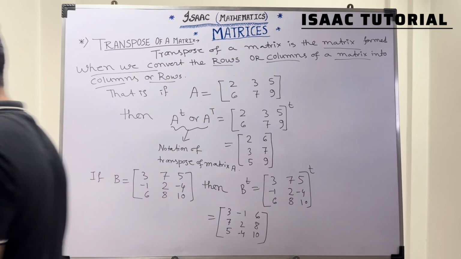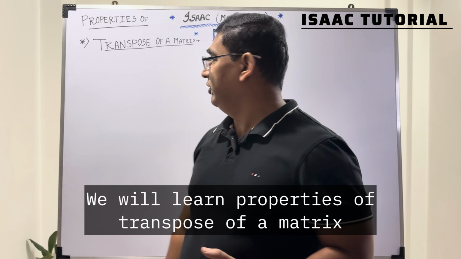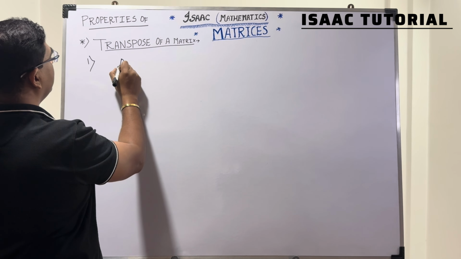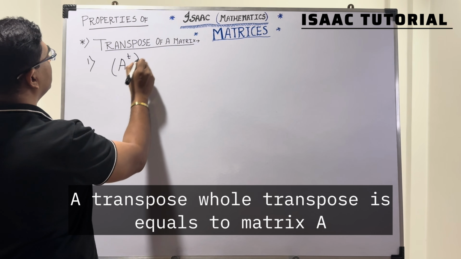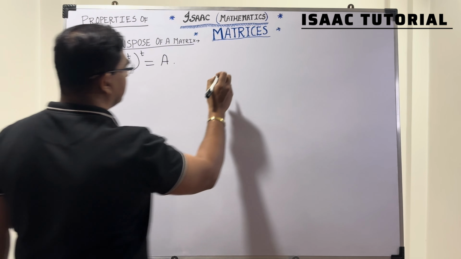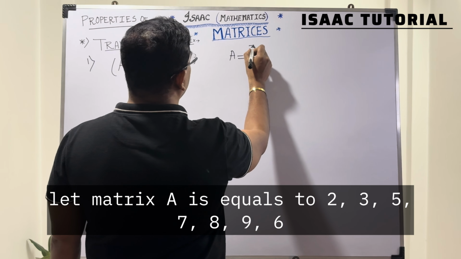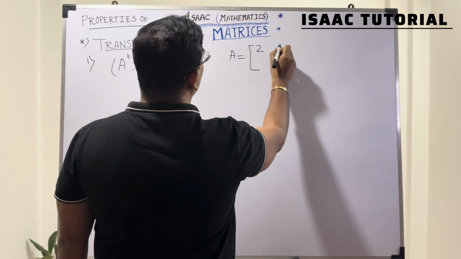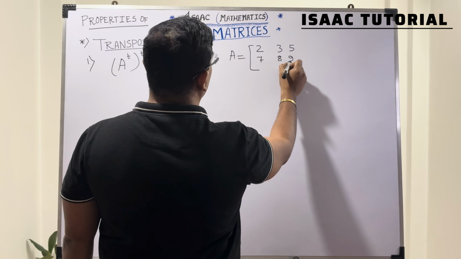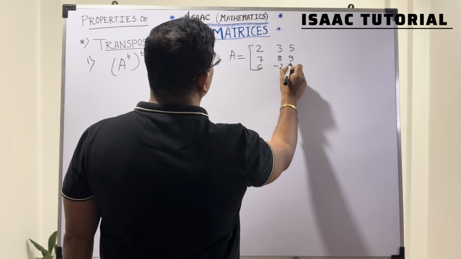We will learn properties of transpose of a matrix. Number 1. A transpose whole transpose is equal to matrix A. Let matrix A be equal to 2, 3, 5, 7, 8, 9, 6, minus 2, 4.